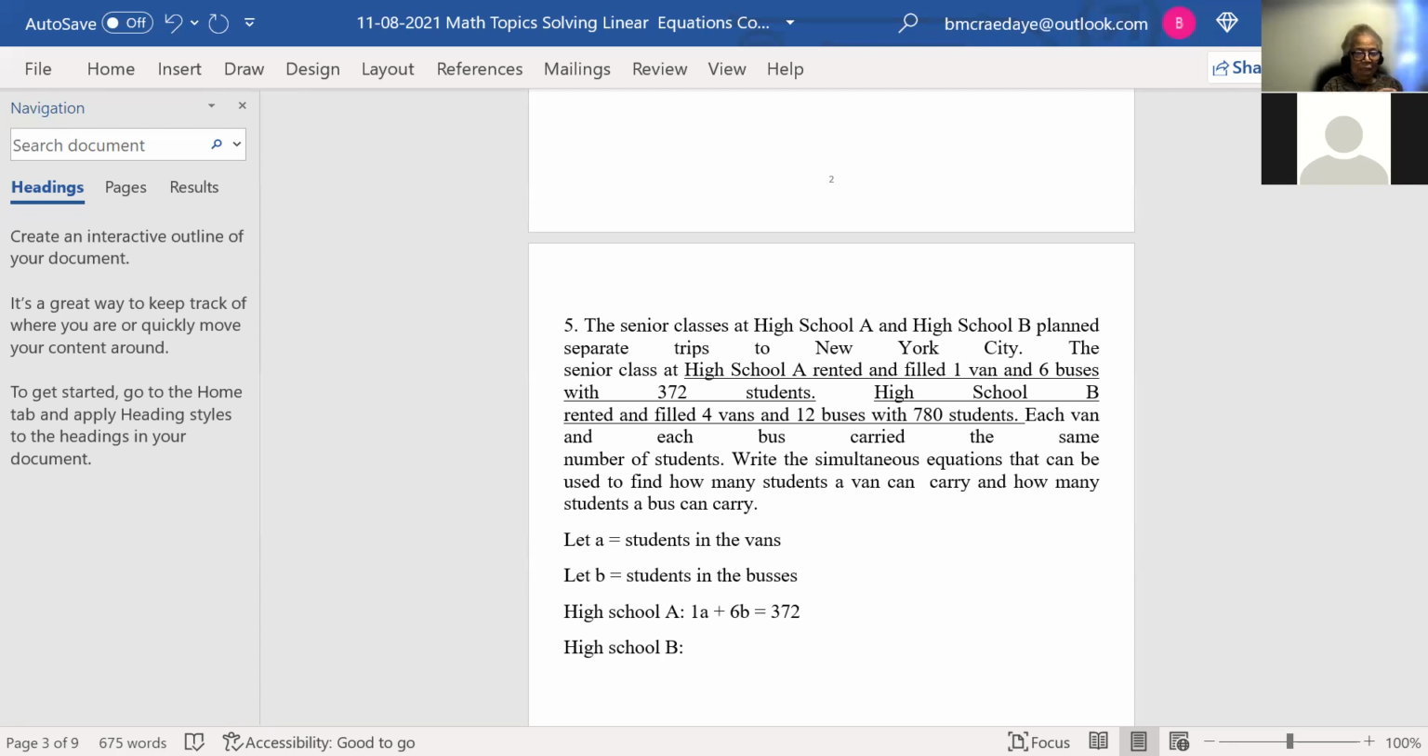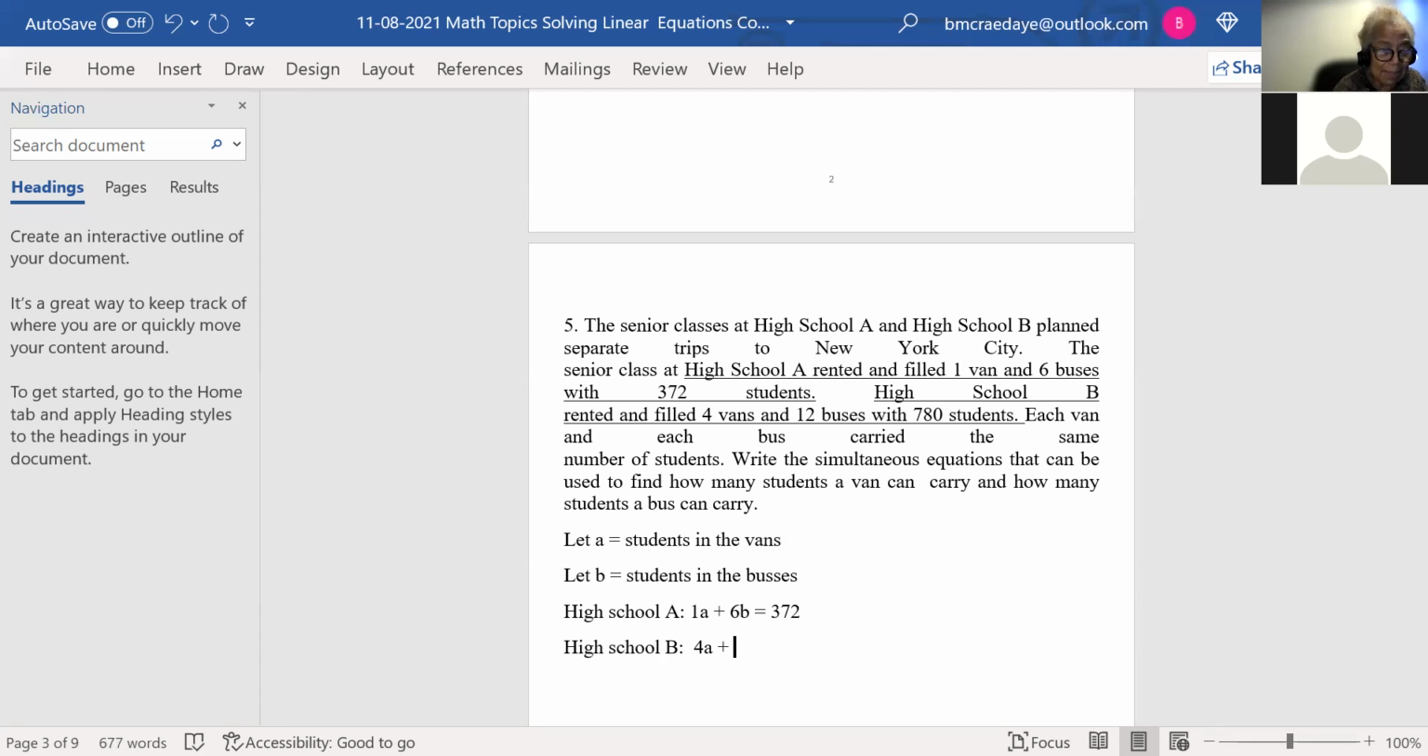The number of vans times the number of students in the van gives the number of students. So how would I show that, Maureen? How would I show how many students? 4 vans. So how would I write that? No, we're using A for vans and B for buses. A for the students in the vans, B for the students in the buses. So it'd be 4A. That's it, 4A.